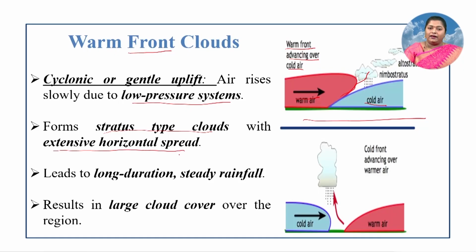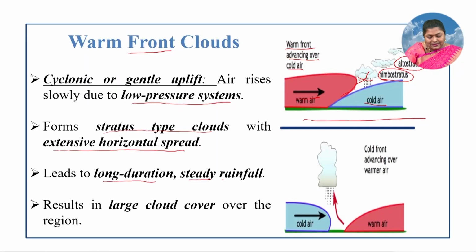So in the types of clouds, we have a basic type, that is, stratus clouds with extensive horizontal spread. See here, you have nimbostratus, altostratus, cirrostratus. So these stratus clouds are spreading horizontally. So this was the process of the warm front clouds, which leads to long duration and steady rainfall. Because of this stretch of clouds, steady rainfall occurs in this region, which results in a large cloud cover over this region. So the clouds are spreading over a large area.